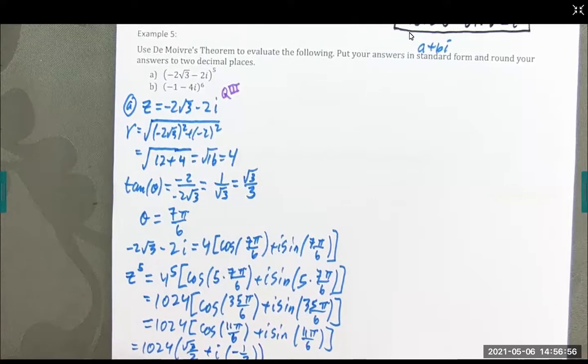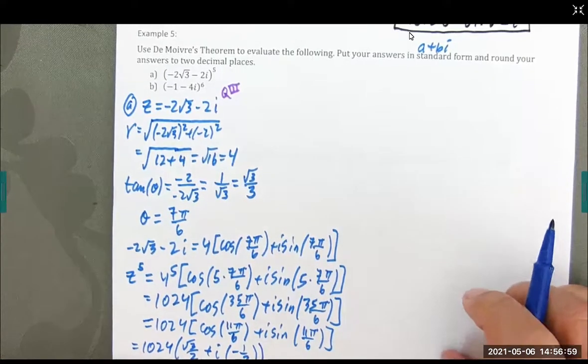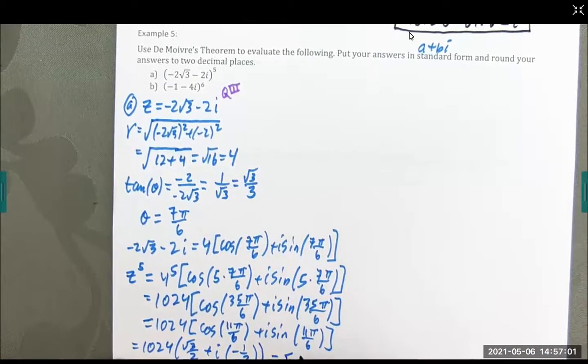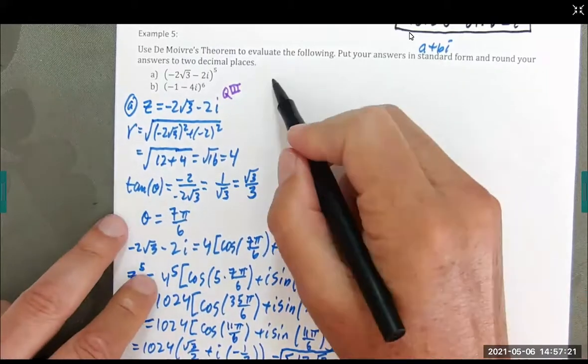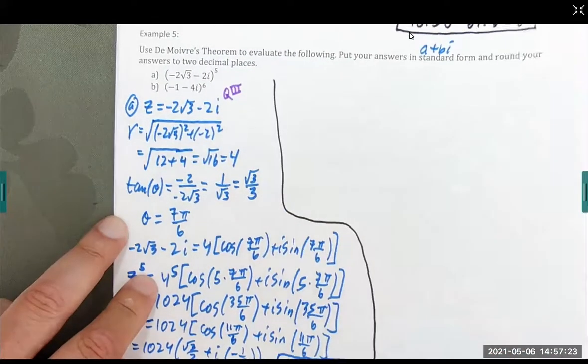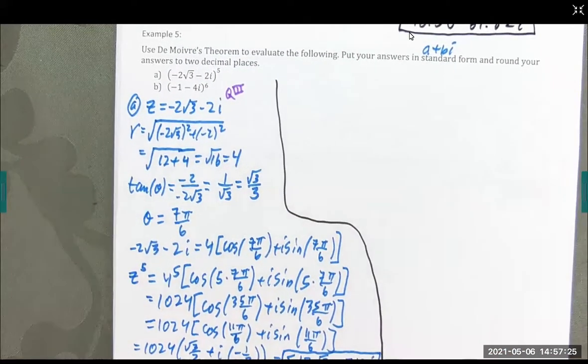And 1024 divided by 2 is 512. So this becomes 512 root 3 minus 512 i. So there is our answer. And let's separate that out real quick. Utilize my space a little better for part B. Part B.